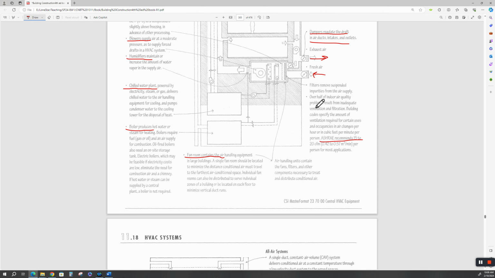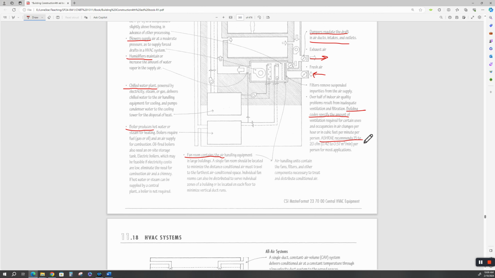Over half of the indoor air quality problems result from inadequate ventilation and filtration. Building codes specify the amount of ventilation required for certain uses. This goes back to the original videos about the occupancy types, and how many air changes per hour and cubic feet per minute per person.